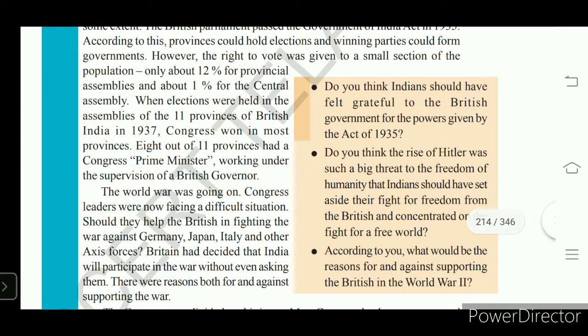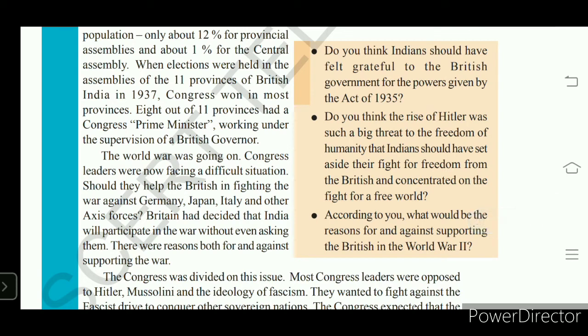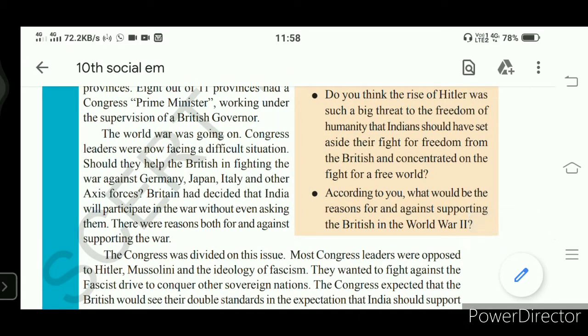So British, without asking to Congress ministries, that means in 8 provinces, they declared that India would fight in Second World War on the side of the Britain, right? This was the thing. So the Congress ministers who set a government in 8 provinces, they felt unhappy. They did not like this work done by the British.